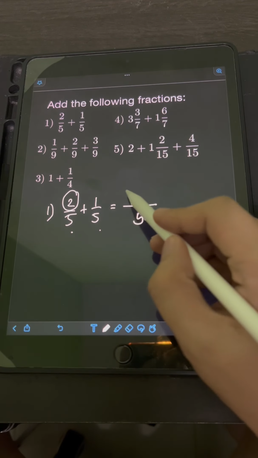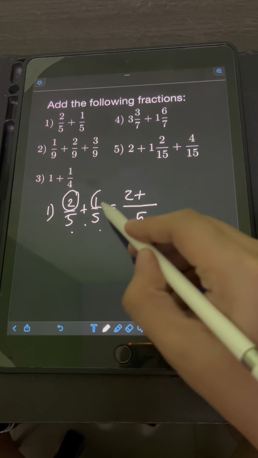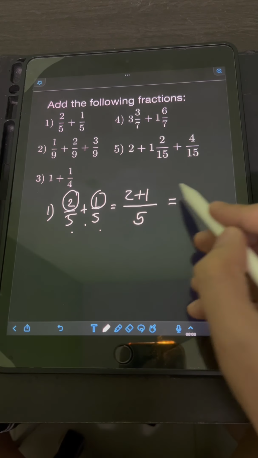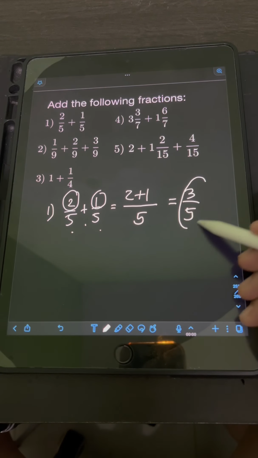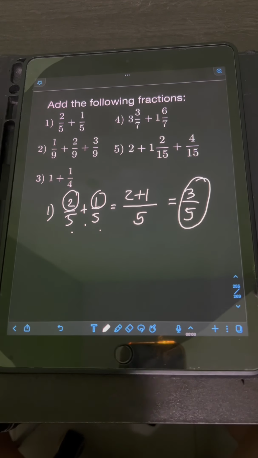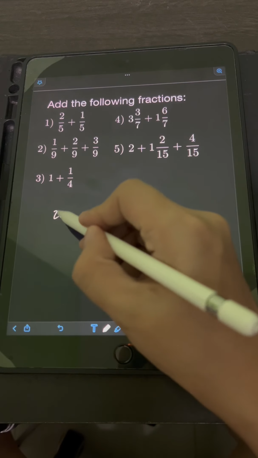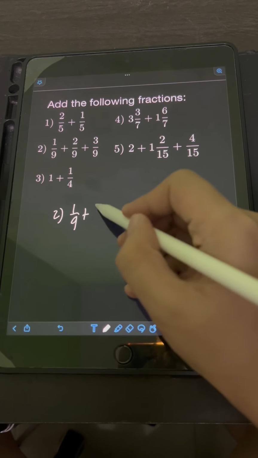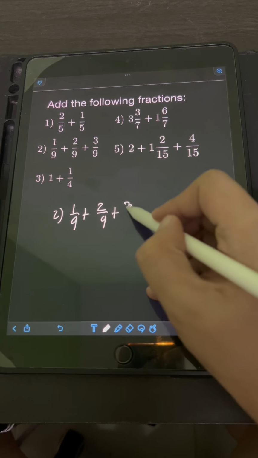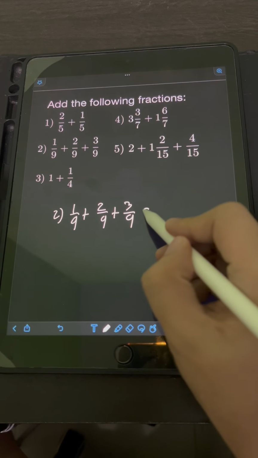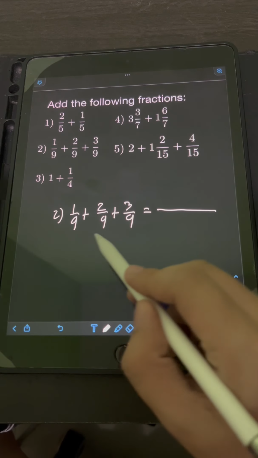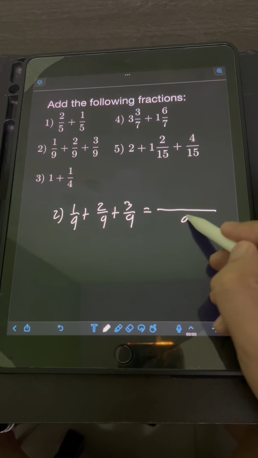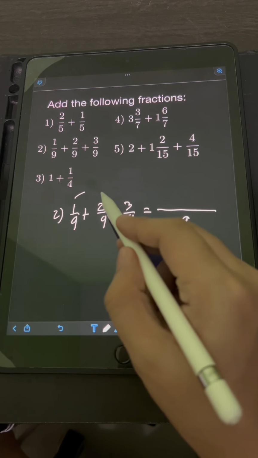So we have 2 plus 1. So 2 plus 1, that's 3 over the same denominator of 5. So the final answer is 3/5. For number 2, we have 1/9 plus 2/9 plus 3/9. So again, we are adding similar fractions having the same denominator of 9. So let's just copy the same denominator 9 and then add the numerator.